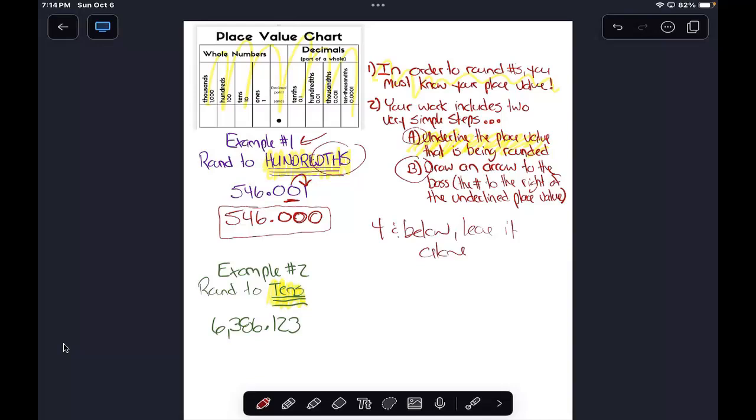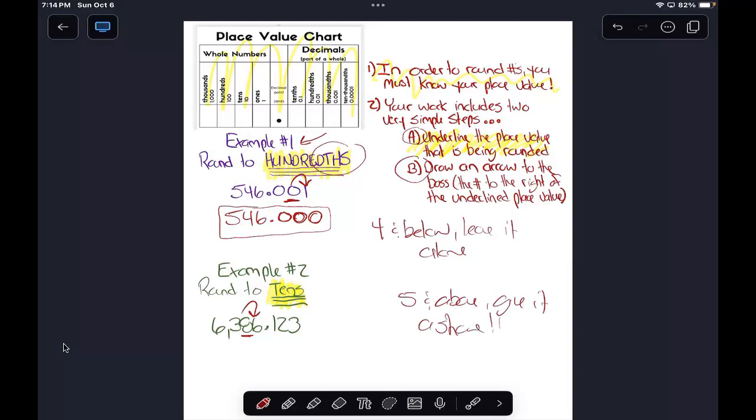Example number 2, round to the nearest tens. So I'm going to underline the number in the tens place. The 8 is in the tens place. I'm going to draw an arrow to the boss. The boss is the number immediately to the right. The boss is 6, and we know the rule, 5 and above, give it a shove.